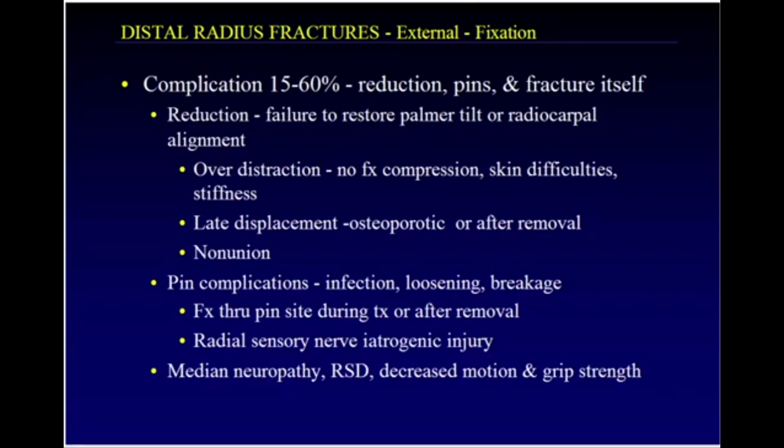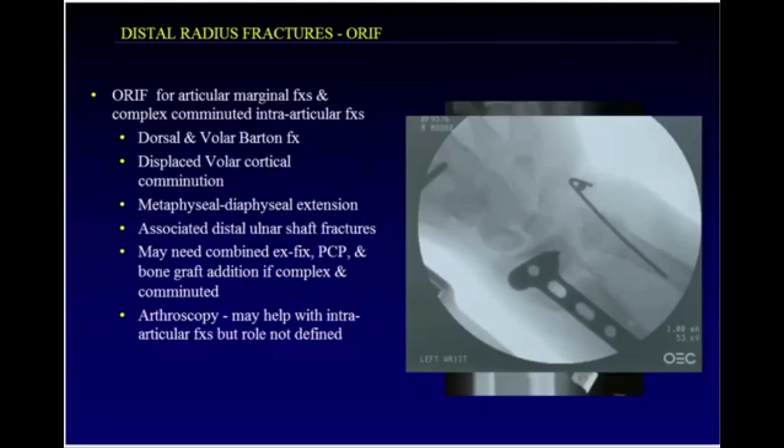Now, what about ORIF? When is ORIF indicated? Well, it's certainly indicated for significant intra-articular displacement, articular marginal fractures such as the dorsal or volar Barton's fracture, or patients that have highly comminuted intra-articular fracture extension, patients that have significant volar comminution, significant proximal extension into the metadiaphyseal junction. Those are probably going to require plate fixation and not do well with closed treatment techniques. If you have an associated fracture of the distal ulnar shaft, and also in some of these fracture patterns, you may need to consider using ORIF in combination with other techniques such as percutaneous pinning and in certain situations external fixation to obtain adequate fracture alignment and fixation.